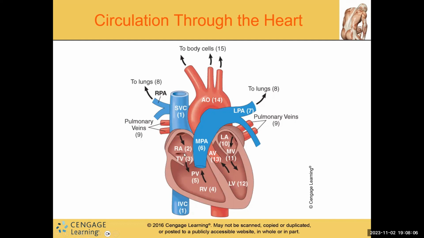It doesn't really show it, but it's got 3 openings. Here you see 2 openings. There's really 3. Pushes it into the right ventricle, which now gives a great big pump and then puts it into the left pulmonary artery, and it goes to the lungs.